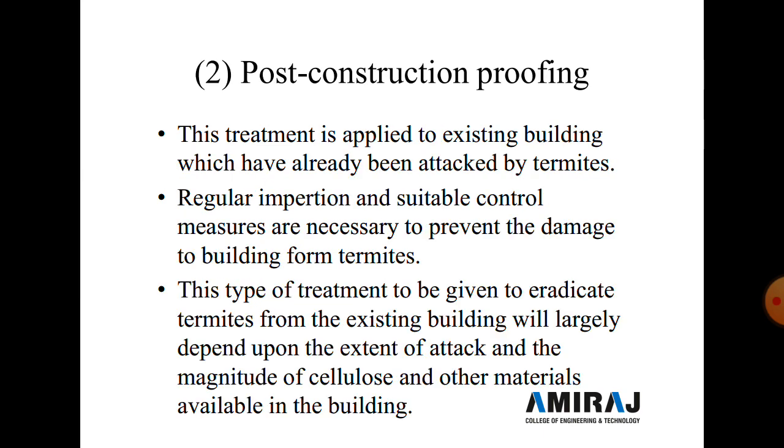Now second is the post-construction proofing. So this treatment is applied to existing buildings which have already been attacked by termites, and regular inspection and suitable control measures are necessary to prevent damage to the building from termites. And the type of treatment to be given to eradicate termites from the existing building will largely depend upon the extent of attack and the magnitude of cellulose and other material available in the building.